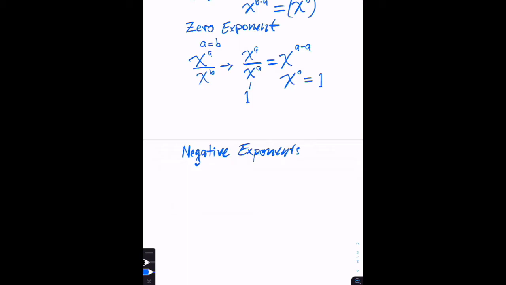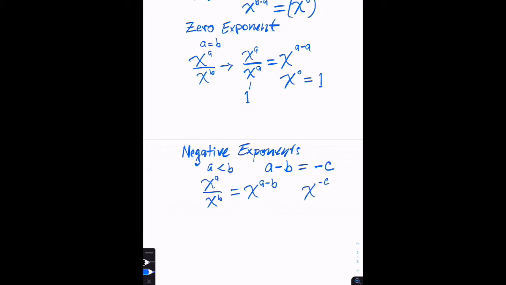Let's do it this way. If we say that a is less than b, a minus b becomes some negative value. So if I say a positive c, then if I put a negative in front of it, you see that this is a negative number. Okay, so if we play with this now and we say x to the a over x to the b, we know that that already is equal to x to the a minus b, but we know that that's some negative number, so we can call that x to the negative c.